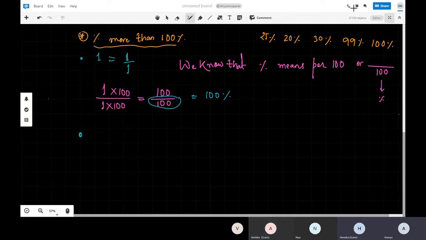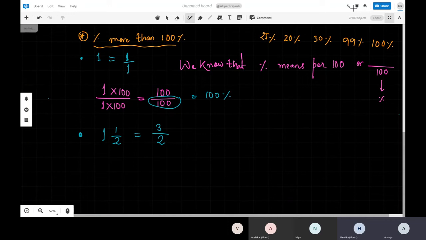Let's quickly check for another number. Let's say you have been given a fraction that is more than 1. So let's say we have 1 whole 1 half. How do we convert it to percentage? How do we check what percentage it is? First of all we convert it into an improper fraction. What is it? 3/2. 3 half. Very good. So we have 3 over 2.